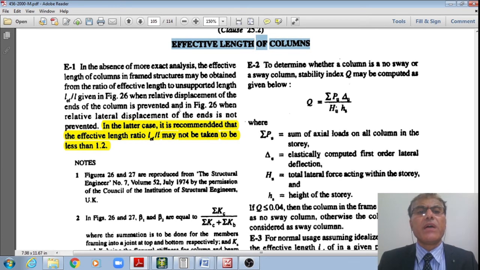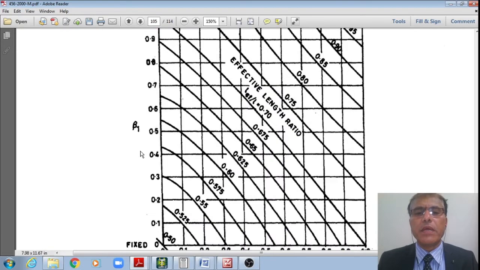Now the code says that for framed structures, the effective lengths of the columns in the framed structures may be obtained from the ratio of effective length to the unsupported length as given in figure 26 or 27. However, in the latter case, where the ends are not prevented from sway, it is recommended that the effective length ratio L effective by L may not be taken less than 1.2. Therefore, in the worst case 1.2 shall be the minimum value.